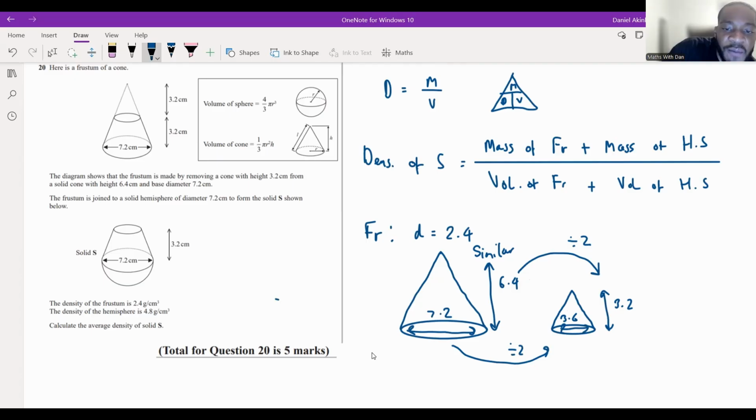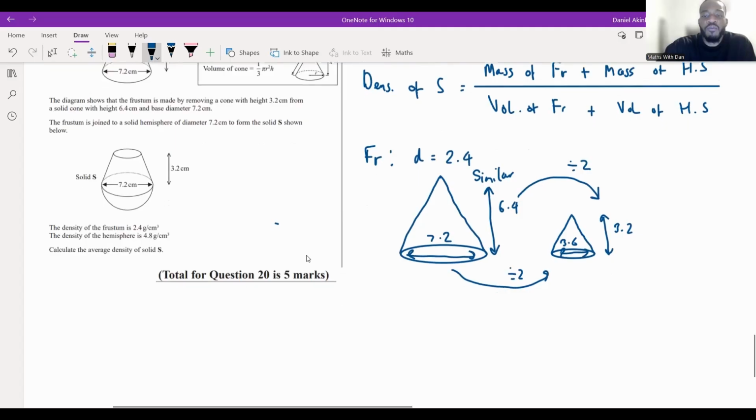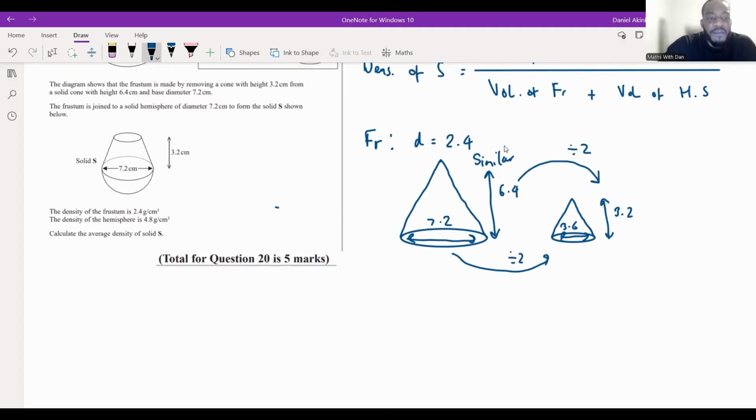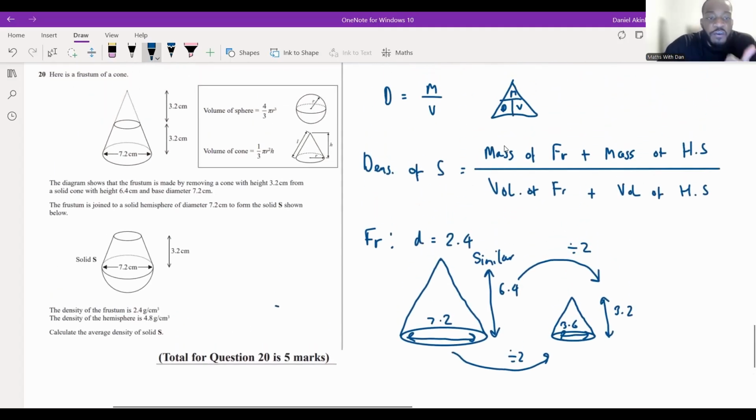Yeah. So what I'm gonna do is because they're similar, and I know that the frustum is made by removing the small from the large. What I'm gonna do is figure out the volume of the frustum, and the way I'm gonna do that is figuring out the volume of both of these cones and then subtracting them. Do we agree with that, guys? Does that make sense? Yeah. Okay. Good stuff. So let's do that.